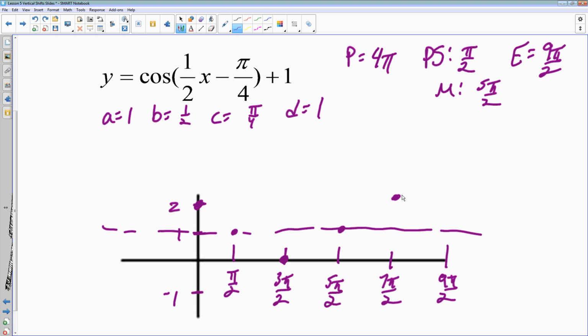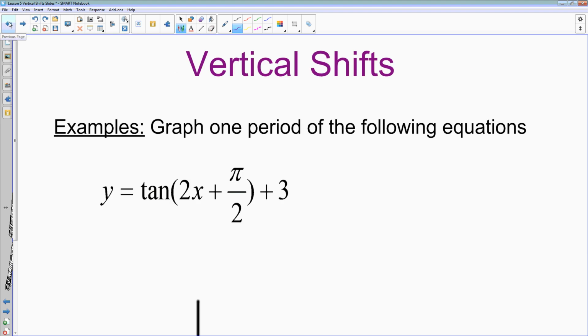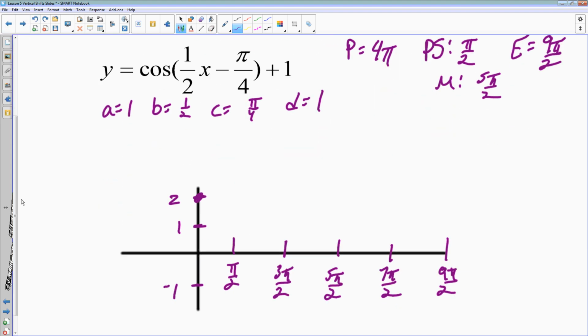Oops, sorry. I screwed that one up. I forgot I have shifted. So not only have we shifted up, I forgot we also have shifted this way, if you will. So I'm not going to start at 0, 2. I'm going to start at pi over 2, 2. Then down to 0, down to 1, down to 0, up to 1, up to 2. So here is my cosine curve that's been transformed.